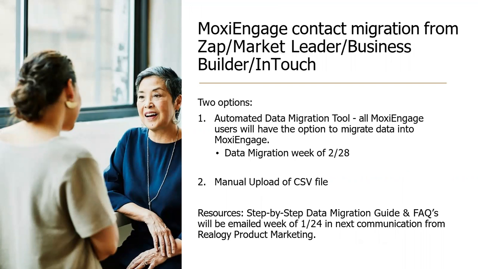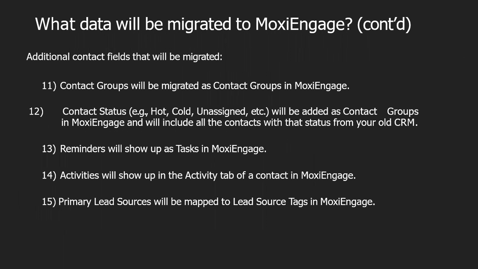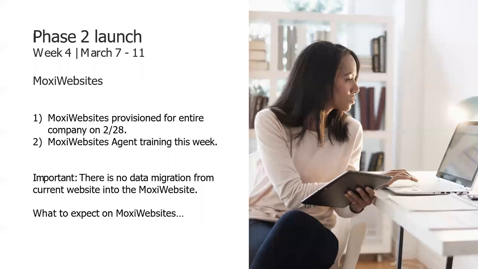Again, we can even upload Market Leader, Business Builder, Zap, all of those that many of you are using will automatically be migrated up. For anybody using a different type of software, you can export it in a CSV file, and it should be able to be pulled into Moxi so that we can actually load it in for that. And this gives you an outline of some of the fields that they're bringing over. And again, that'll be done on February 28th.